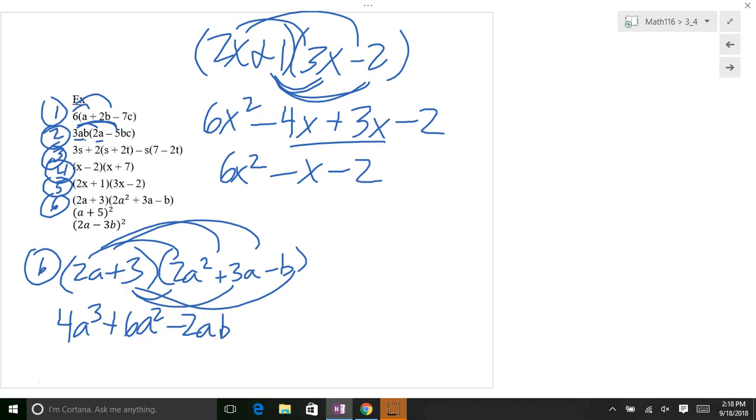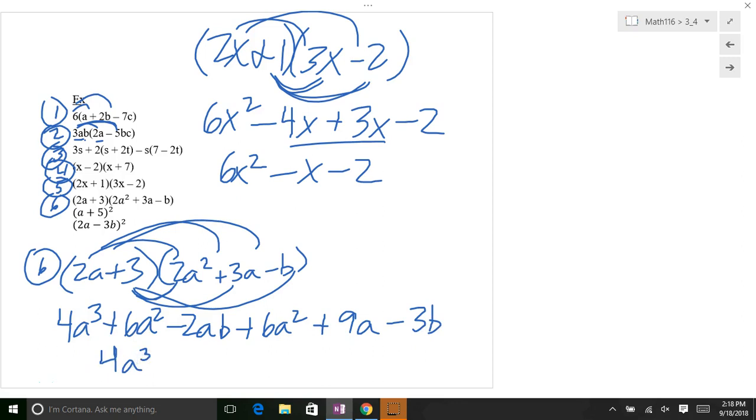And now we're going to take the 3 through. So 3 times 2a squared, 6a squared. 3 times 3a, we got 9a. 3 times negative b, negative 3b on that. And then we combine any like terms we got.